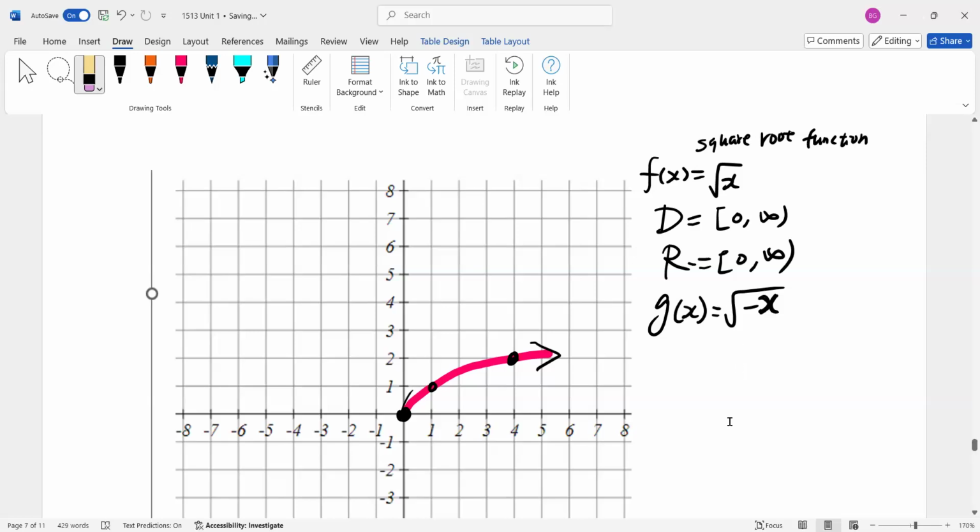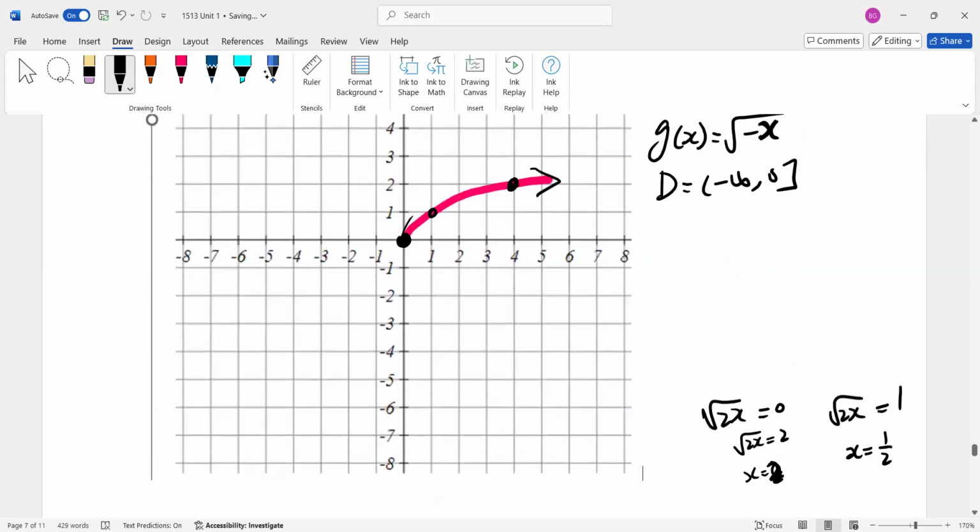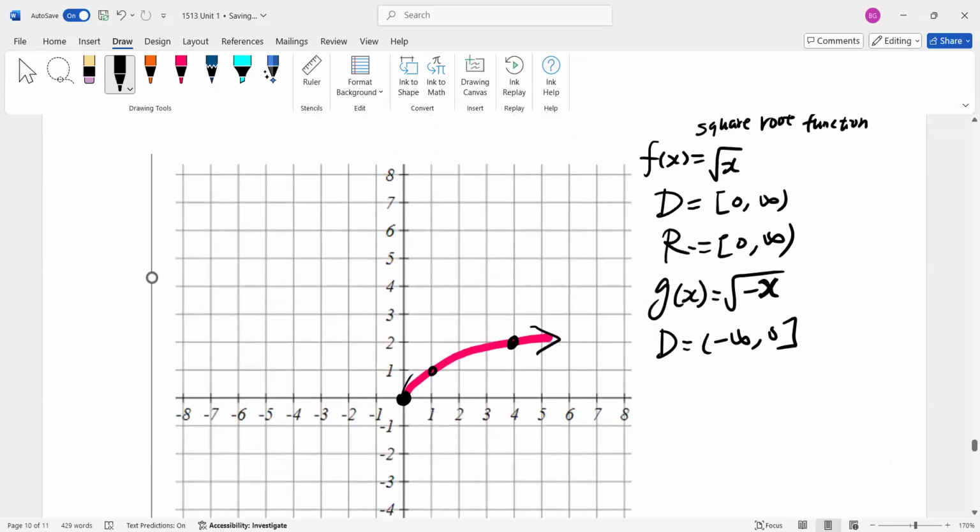Negative infinity to 0, right? Exactly. x here cannot be positive, because if x is positive, negative x is negative. So the radicand becomes negative, then the square root function is not meaningful, is not defined. Remember, whatever is under the square root has to be non-negative, bigger than or equal to 0.